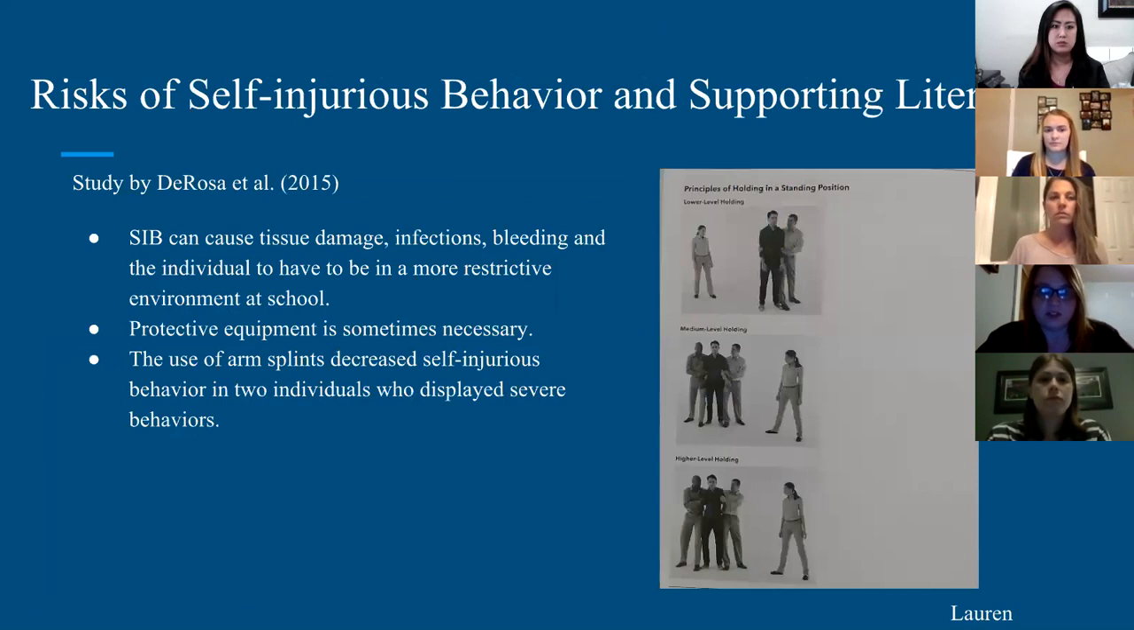Risk of self-injurious behavior and supporting literature. According to De Rosa et al. in 2015, self-injurious behavior can cause tissue damage, infections, bleeding, and the individual to have to be in a more restrictive environment at school. To decrease self-injurious behavior or the risk of harm to the individual, protective equipment is sometimes necessary. Their study found that the use of arm splints decreased self-injurious behavior in 2 individuals who displayed severe behaviors.